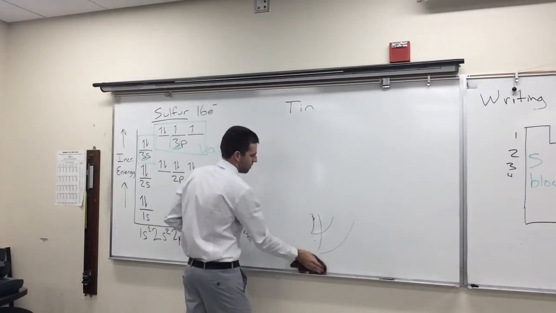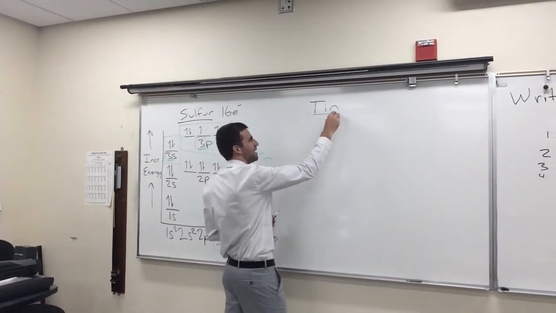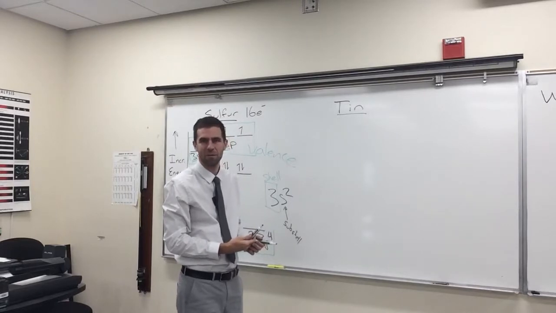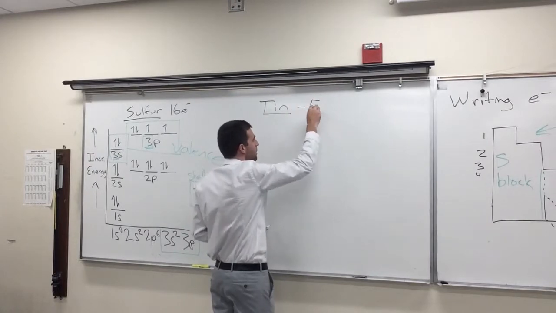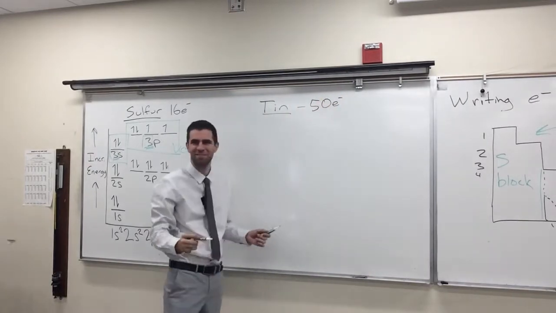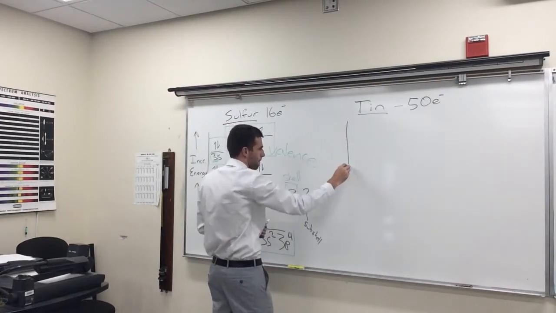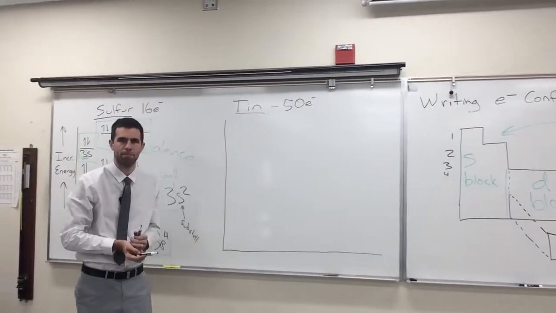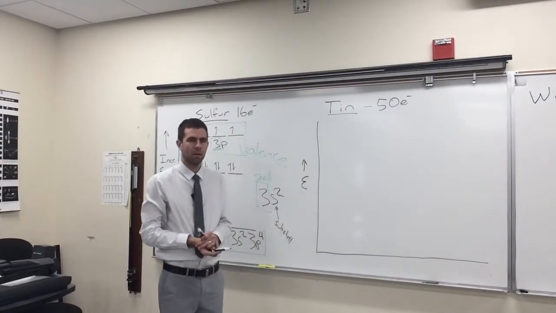So, now, because we believe in torture, let's torture ourselves with tin. Why is tin torture? Well, how many protons does tin have? 50 protons if you look at the periodic table. So how many electrons? This will be fun. Okay? Increasing energy level, right? Okay. So what do we fill in first?